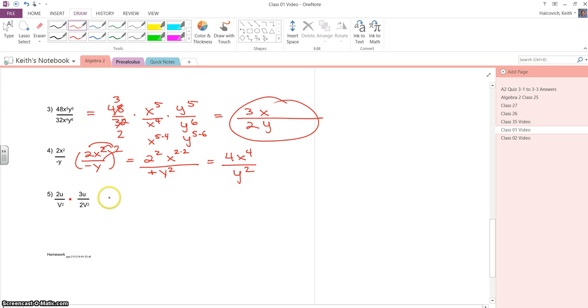Here, when you multiply, remember you go straight across. So it's going to be 6u squared over 2v to the 4th. And then you can divide, so 2 goes into 6 3 times. So it's 3u squared over v to the 4th.